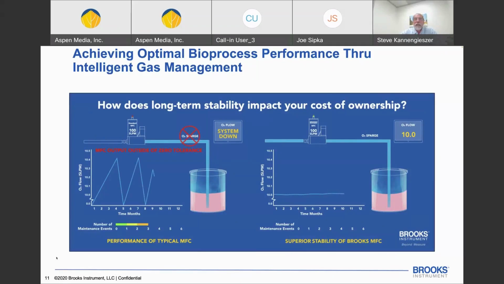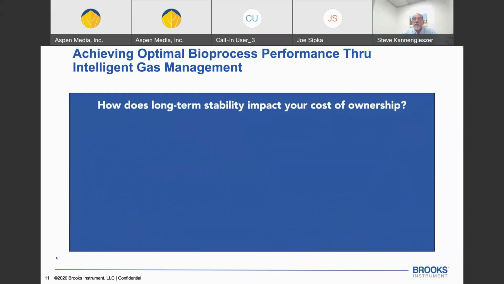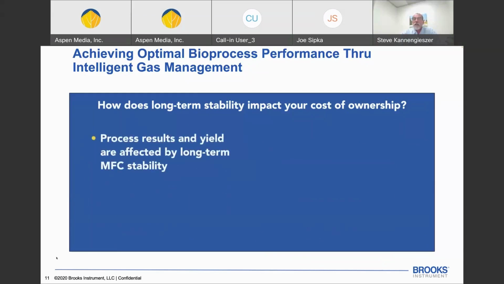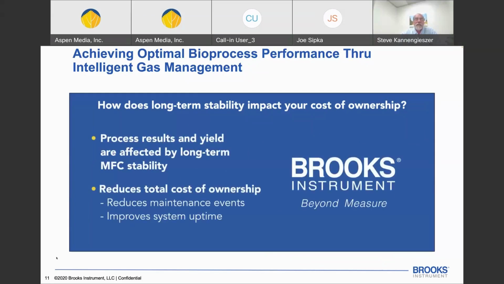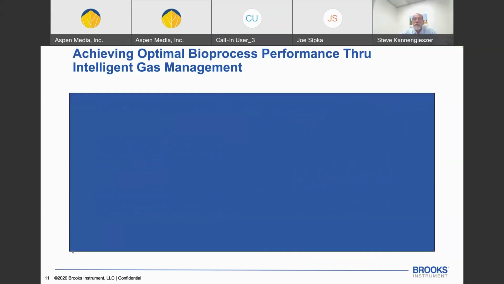Over time, the system on the left requires re-zeroing several times due to excessive MFC drift. A device with poor long-term stability will require more frequent zeroing, calibration verification, and recalibration, all adding to reduced system availability and higher maintenance costs. Brooks MFCs have industry-leading long-term stability, virtually eliminating the need to re-zero the device once it's installed and zeroed properly.